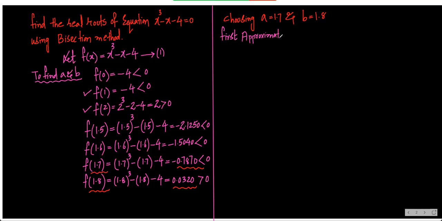First approximation root is equal to x1 is equal to, according to the formula. The formula is bisection method, a plus b by 2. Now our a value is 1.7. Our b value is what? 1.8 divided by 2. Can you tell me the answer of this?